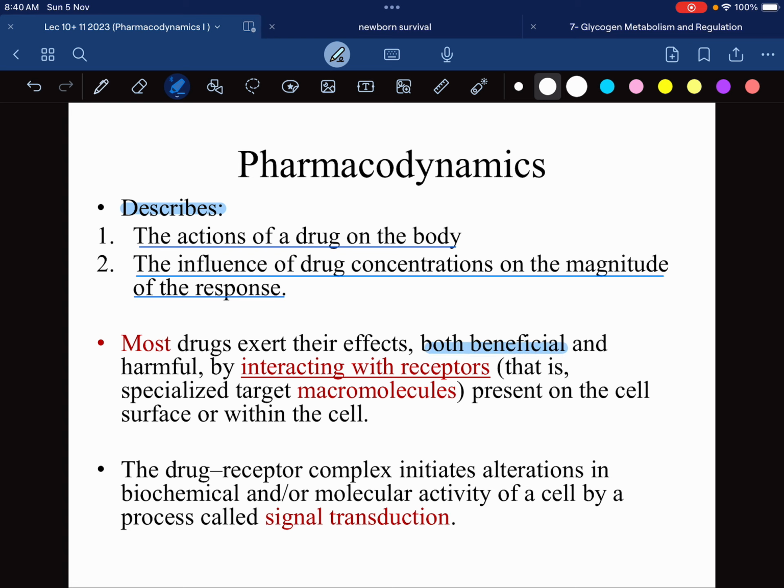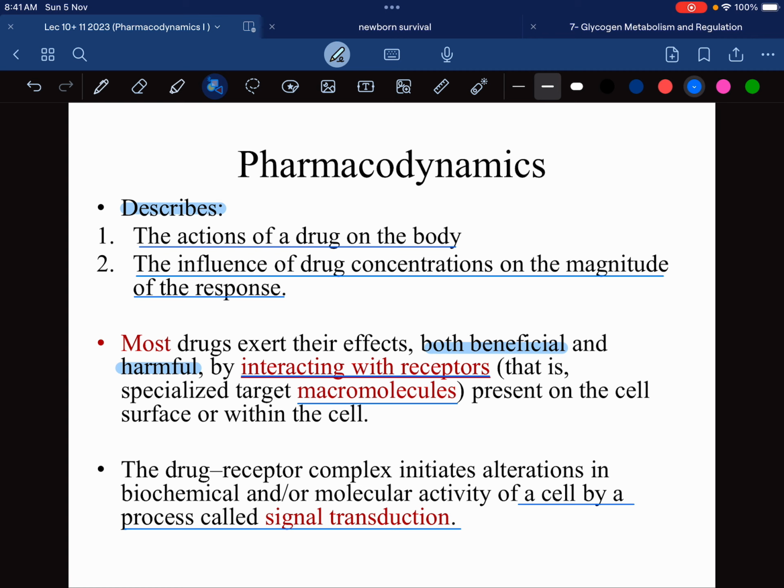The receptors are the target macromolecules present on the cell surface or within the cell. For most drugs, the receptors are on the cell surface. Some of them are within the cell. So the drug-receptor complex initiates alteration in the biochemical and molecular activity of the cell by a process called transduction.